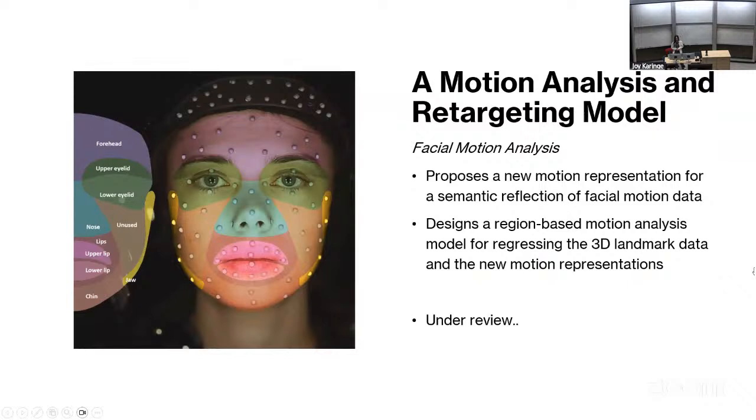Last but not least, it's the most recent research project that we did, where we focused on analyzing the facial motion, because as we mentioned previously, facial motion analysis and 3D face rigging are two essential modules in the retargeting pipeline. In this work, we proposed a new motion representation for a semantic reflection of facial motion data. We call it motion units. We also designed a region-based motion analysis model for regressing the 3D landmarks data and the new motion representations. This work is currently under review.